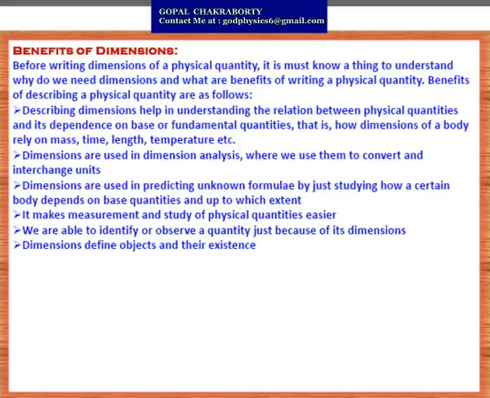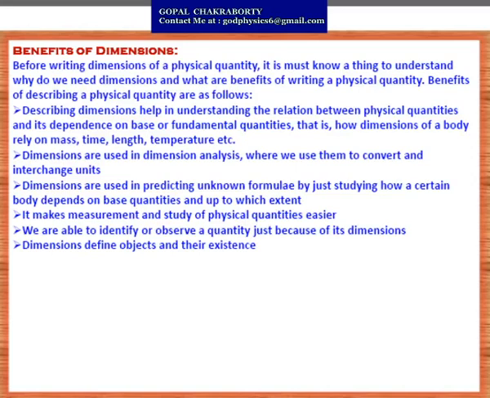Before writing the dimensions of a physical quantity, it is a must to know why we need dimensions and what the benefits are. The benefits are as follows. Describing dimensions helps in understanding the relation between a physical quantity and its dependence on base or fundamental quantities. That is, how the dimensions of a body rely on mass, time, length, temperature, etc.